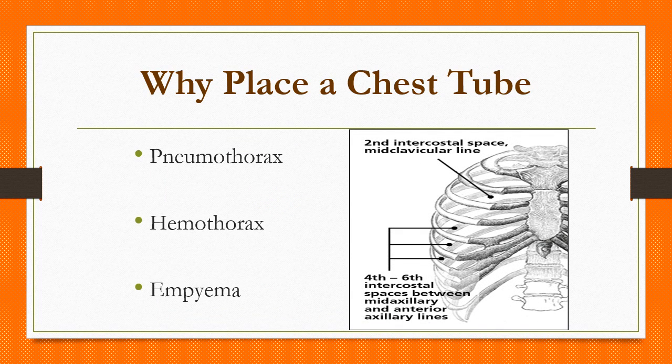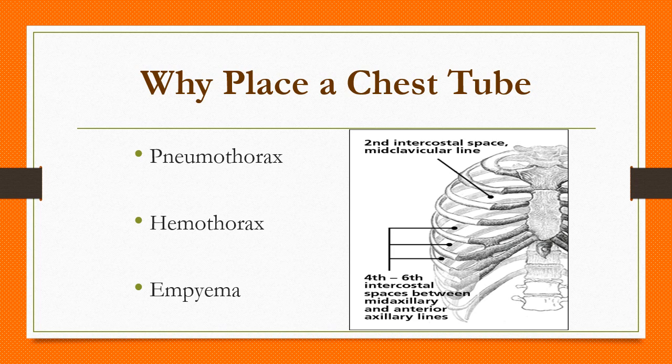A chest tube may be placed as treatment for a pneumothorax, hemothorax, or empyema. A pneumothorax is caused by the collection of air in the pleural space. Air rises, so you would expect to see this chest tube placed in the second intercostal space along the midclavicular line or the fourth intercostal space along the anterior axillary line.